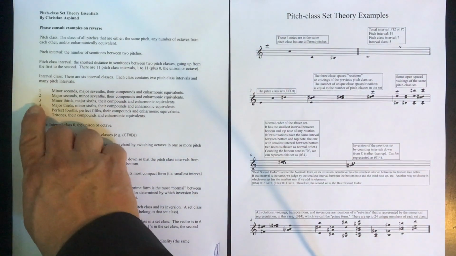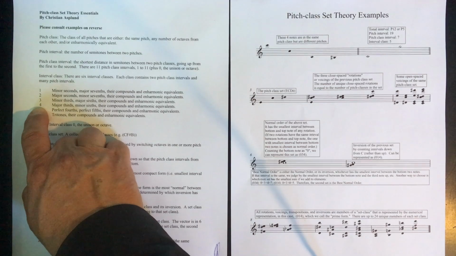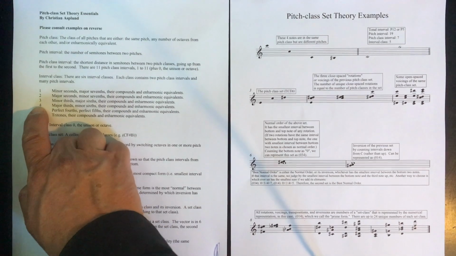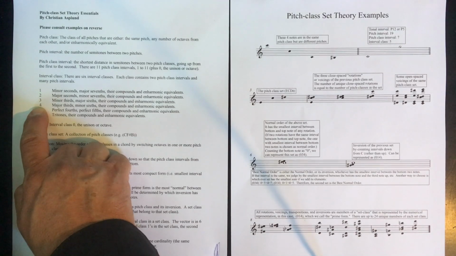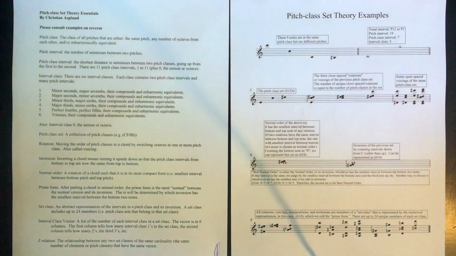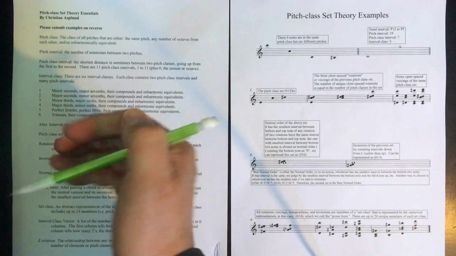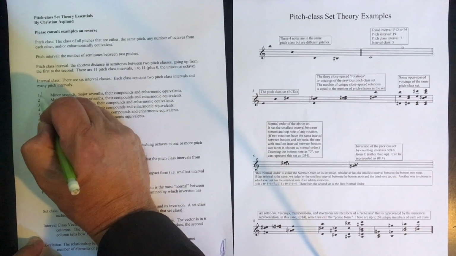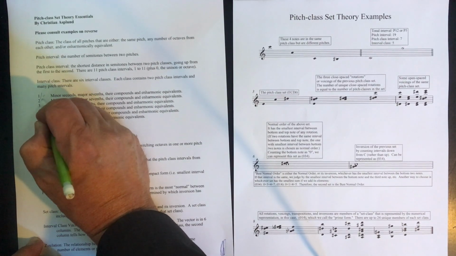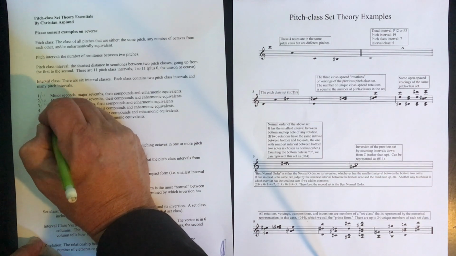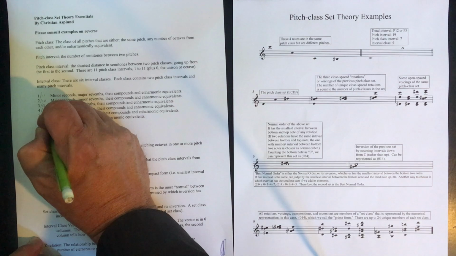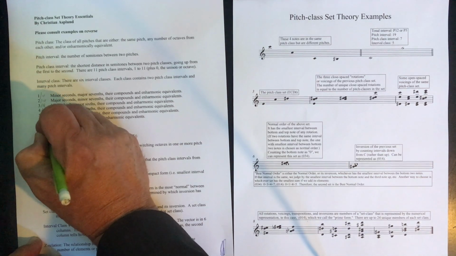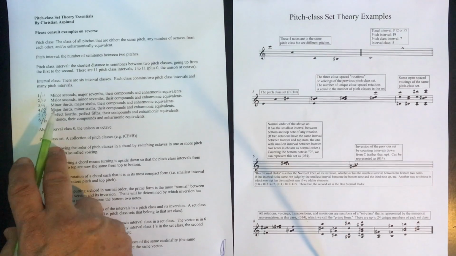Then we have interval class 4, major thirds, minor sixths. Okay? So in other words, 4. And another way to look at this is 12 minus 4, an octave minus 4, which is 8. So that's another way to look at this. I should have written this in, but interval class 1 contains 11, interval class 2 contains 10, interval class 3 contains 9, 4 contains 8, etc., 7. Now, we'll talk about that in a minute.